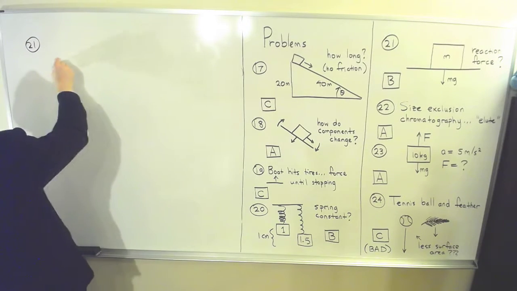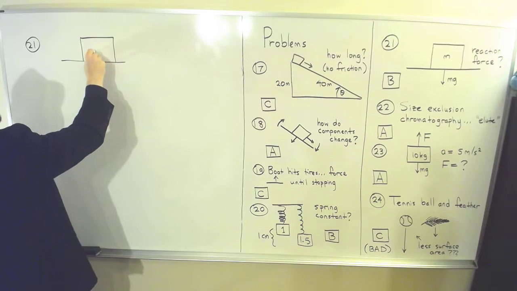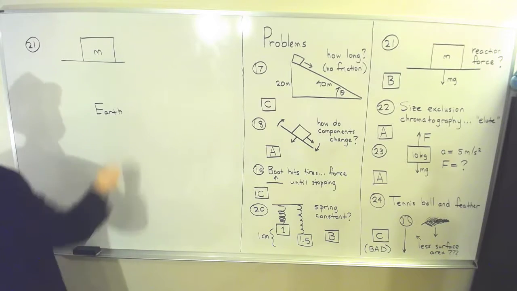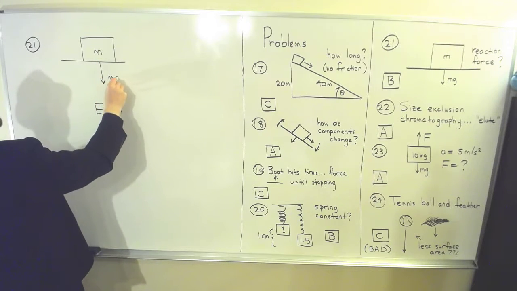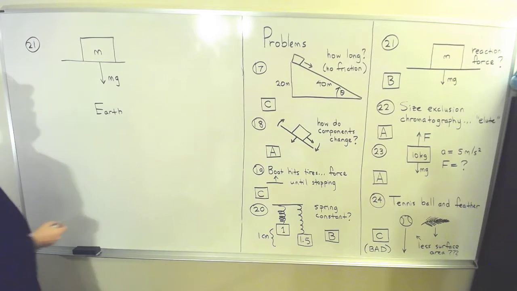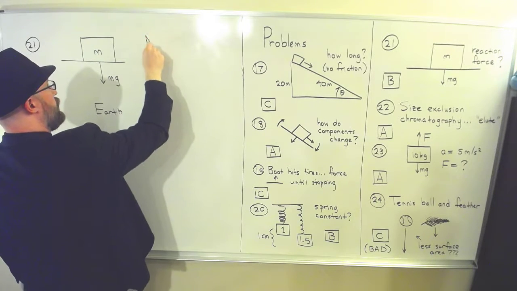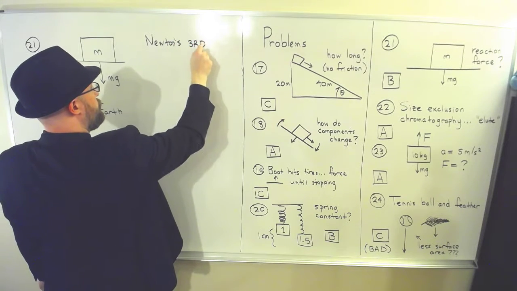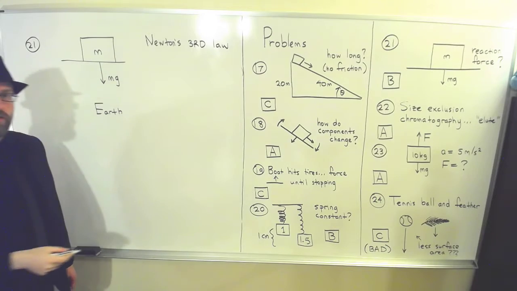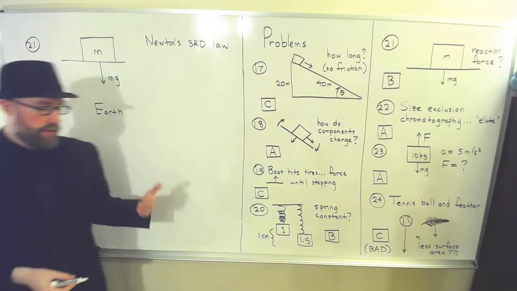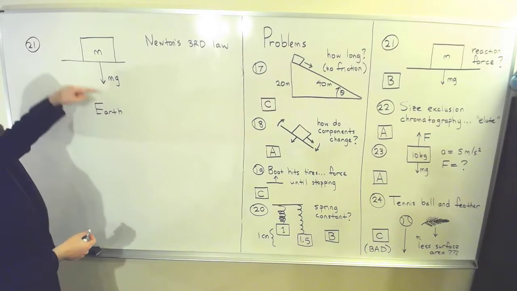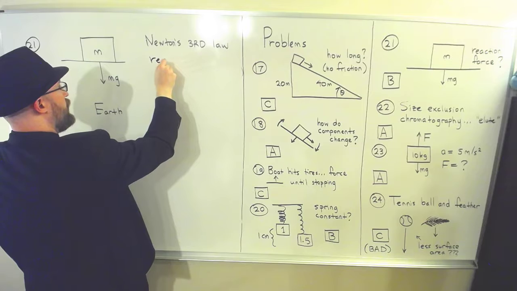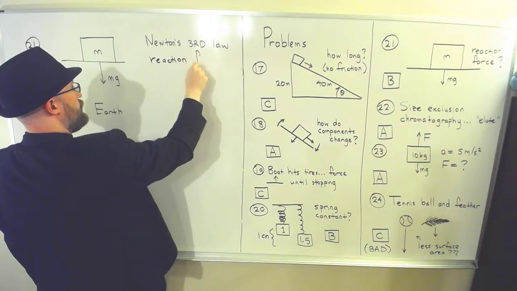And what this one says is that you have a mass sitting on the surface of the Earth. So this is Earth. And it says, okay, well, the Earth exerts a downward force of mg on the mass. And so Newton's third law says that there should be a reaction force. For every action, there's an equal and opposite reaction. There's this force exerted by the Earth on the mass. So there should be a reaction force. What is the reaction force?